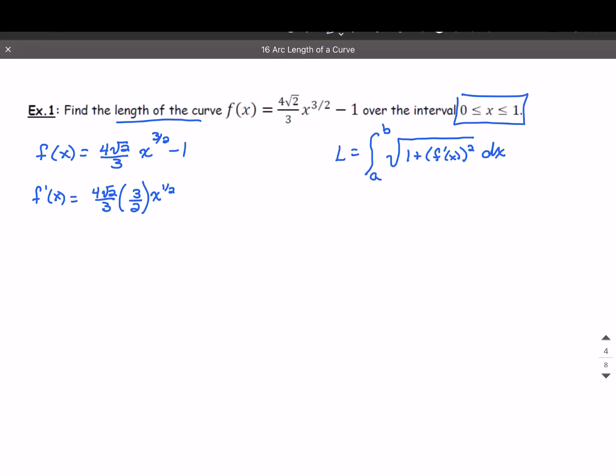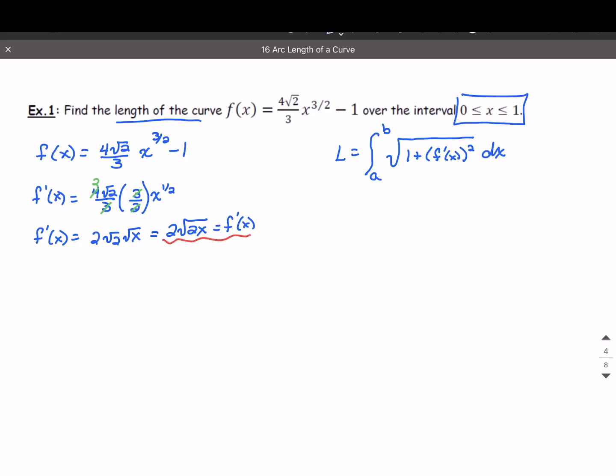Let's see if we can simplify this a little bit. This would be f prime of x is, the 3's are going to divide out, and 2 is going to go into 4 twice, so we're going to have 2 radical 2, and x to the 1/2 is the square root of x, so this can be written as 2 radical 2x. Here's our f prime of x, okay? So this is f prime of x.